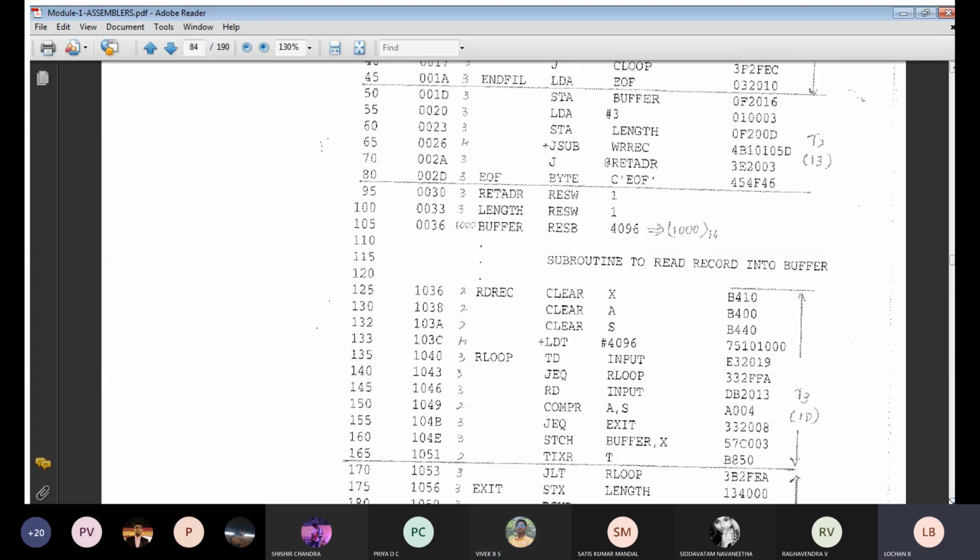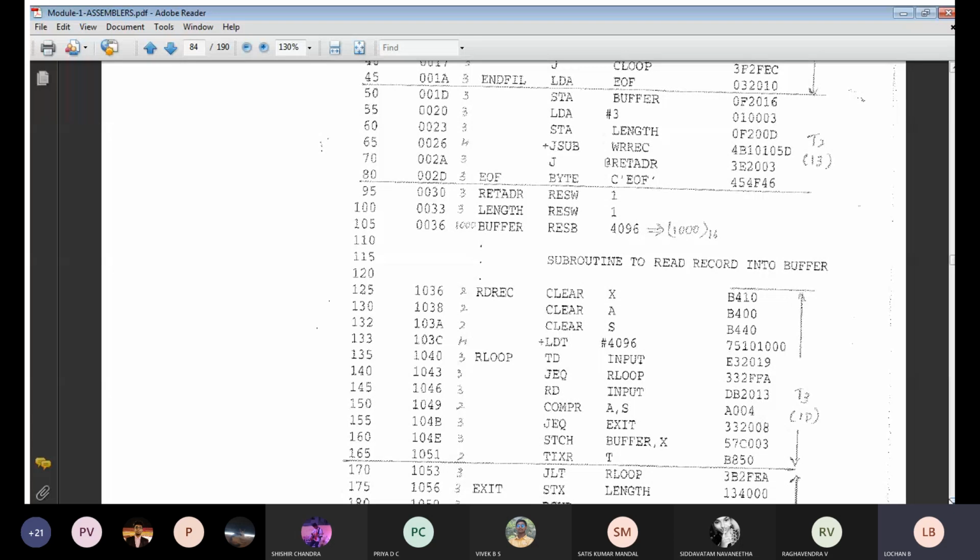What about the value they have given after reserve byte? What is the decimal value they have given? 4096. Yes, 4096 they have given. That 4096 we have to convert to hexadecimal. Whatever value they have given there, that is 4096, and we have to convert it to a hexadecimal value.